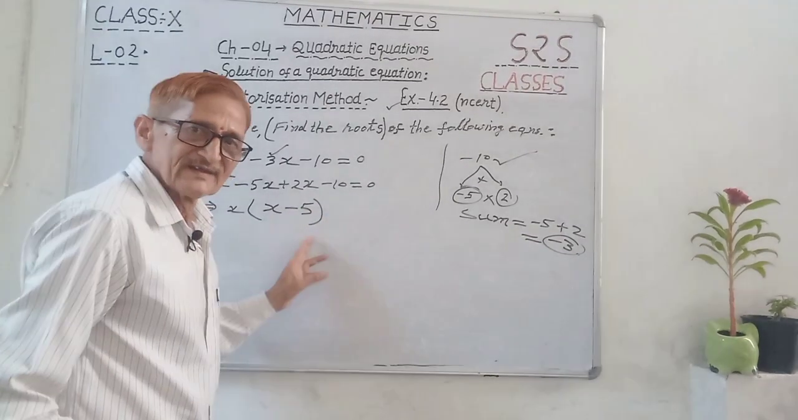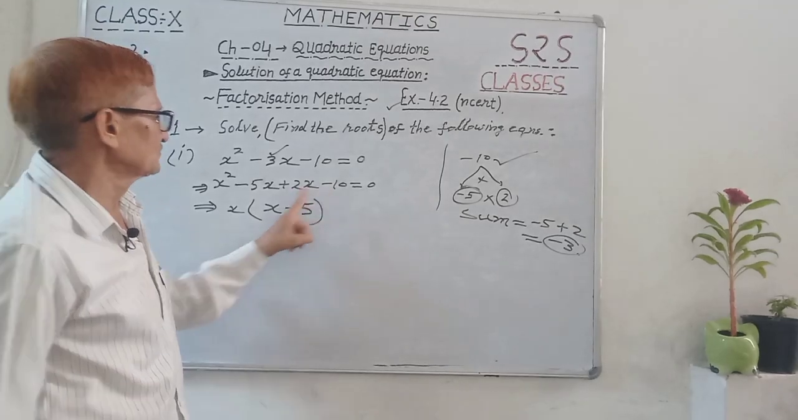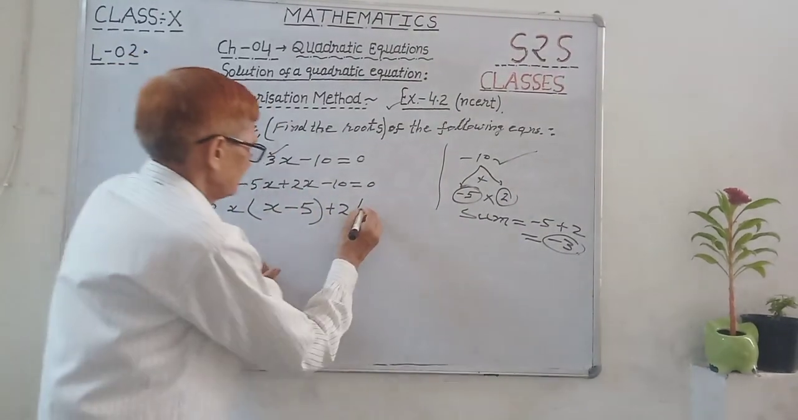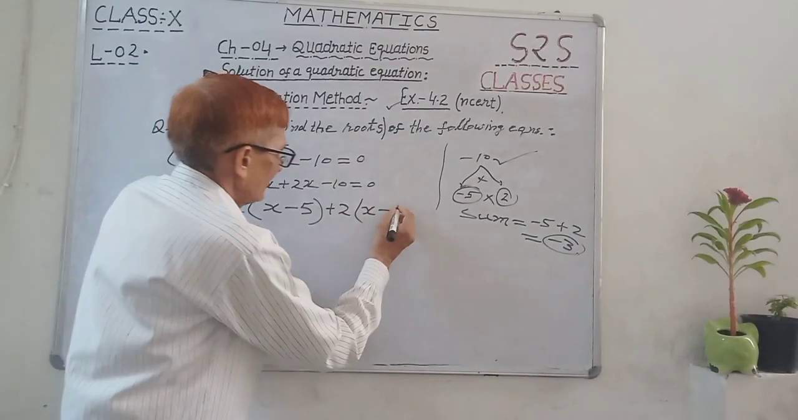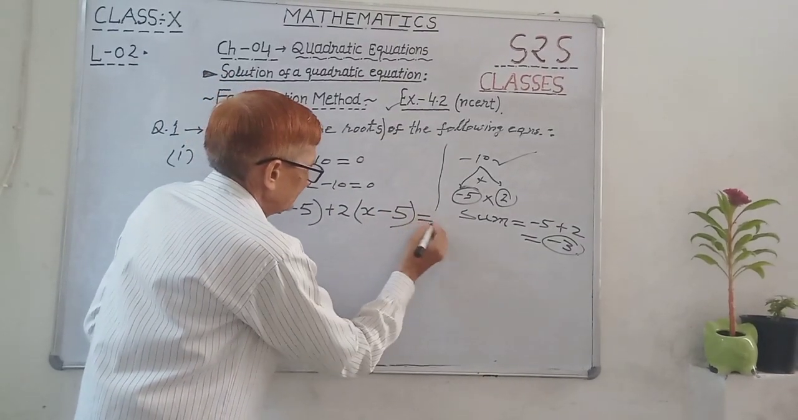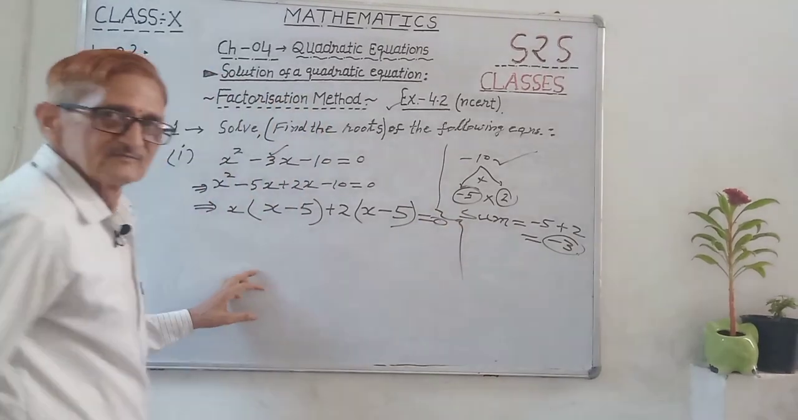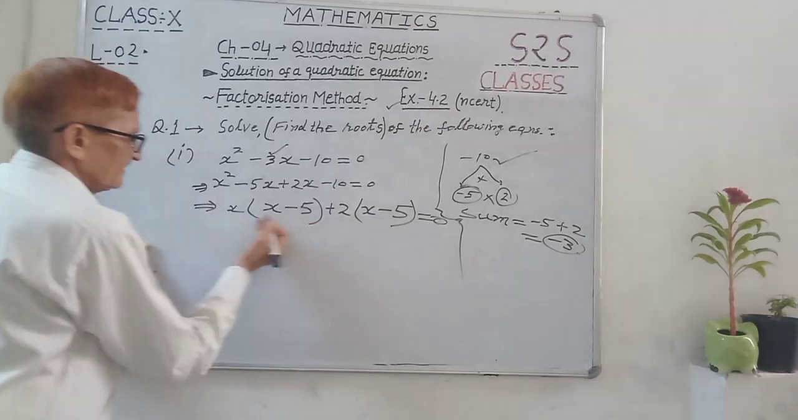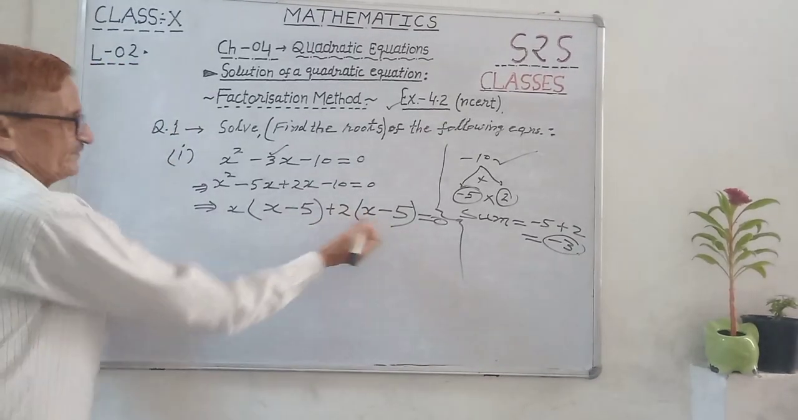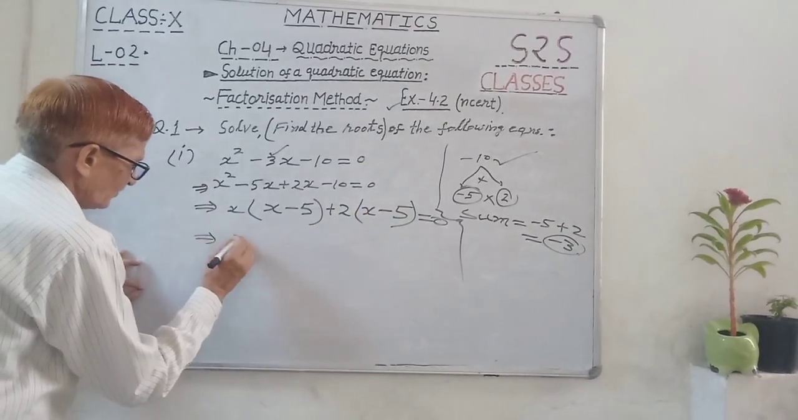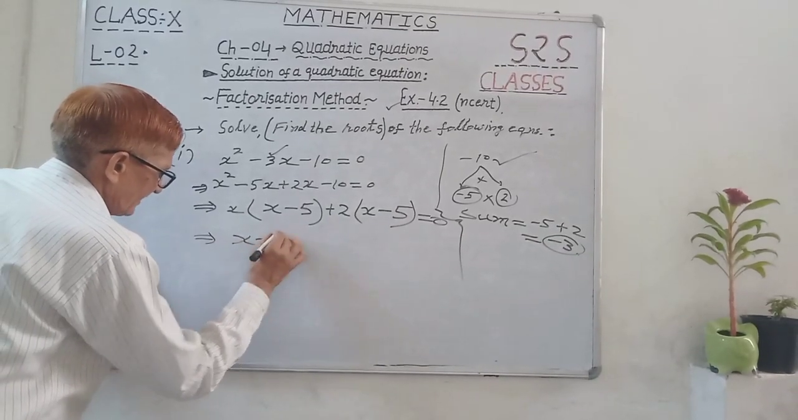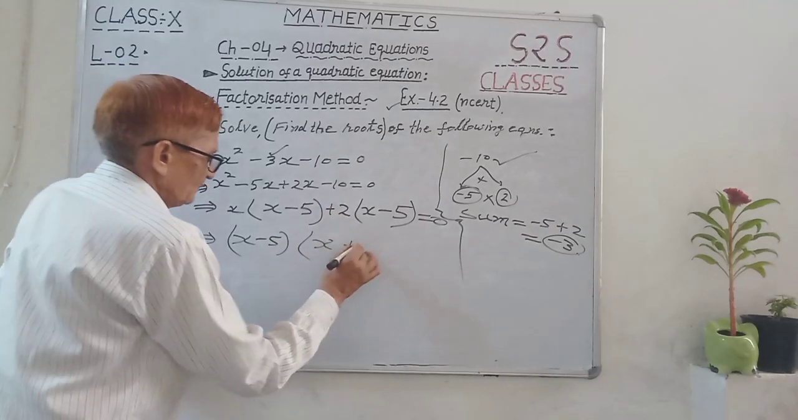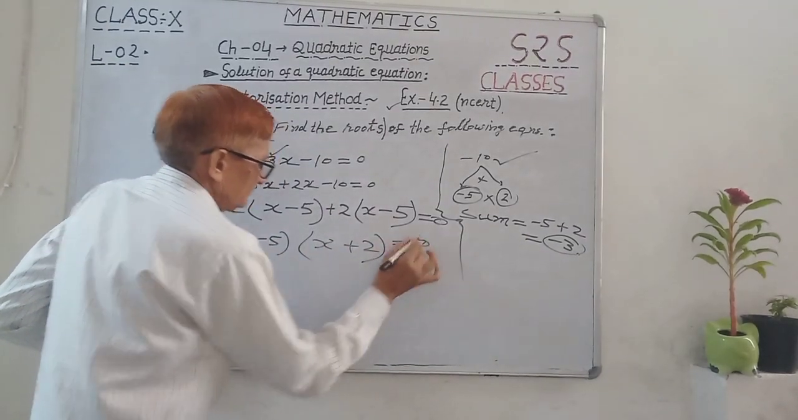Clear? Okay. Now next two terms, what is common? Plus 2 is common. Then x minus 2 times 5 is 10. x minus 5 equal to 0. Clear? Now these two terms, one term here, other here, then x minus 5 is the common factor in both terms. x minus 5, then what is left here is x plus 2, equal to 0.